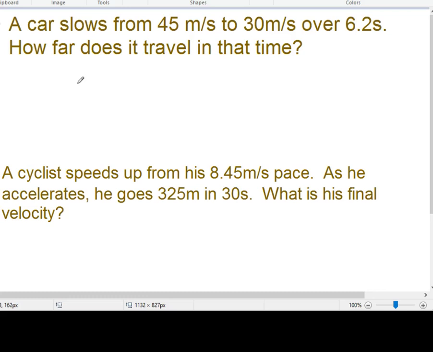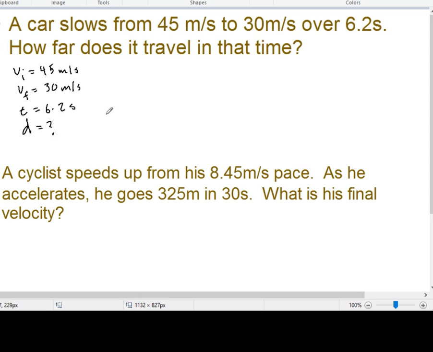Okay, here's a pair of problems that are related. The first one says a car slows down from 45 meters per second to 30 meters per second. So let me just start writing what I know. My initial velocity was 45 meters per second. My final velocity is 30 meters per second. My time is 6.2 seconds, and I'm looking for a distance.